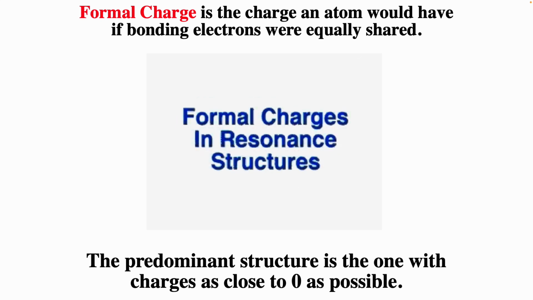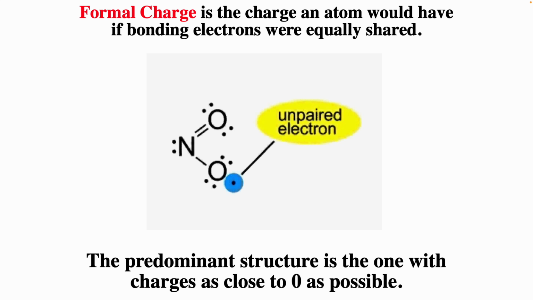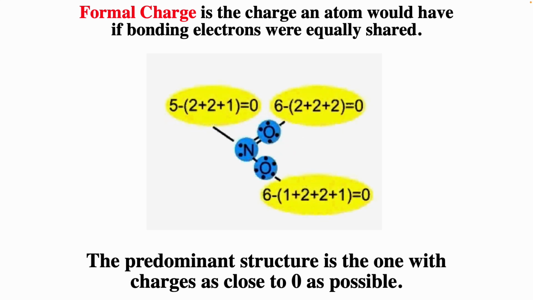Formal charges can also be helpful in evaluating alternative resonance structures. Let's consider nitrogen dioxide, a molecule that contains an odd electron. We can draw 2 reasonable Lewis structures, but which more closely describes the nitrogen dioxide molecule? Notice that in one structure, the unpaired electron is on oxygen, and in the other, it's on nitrogen.